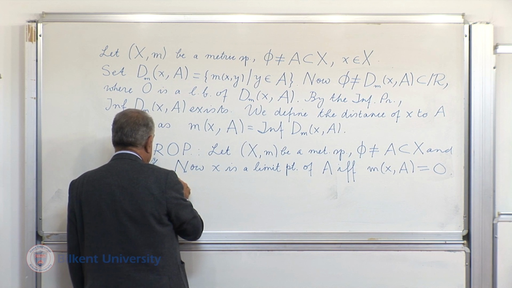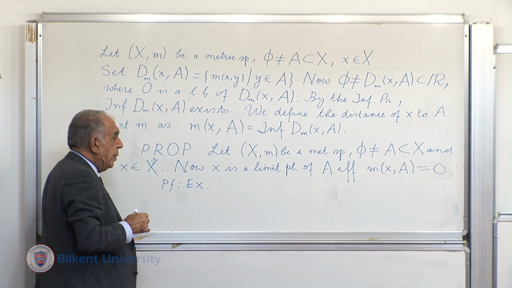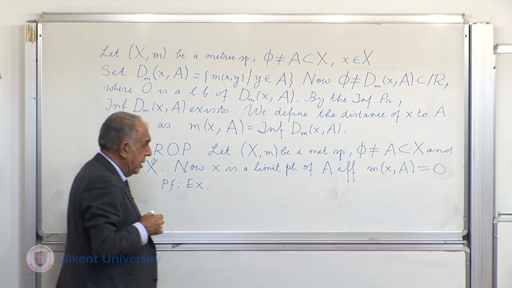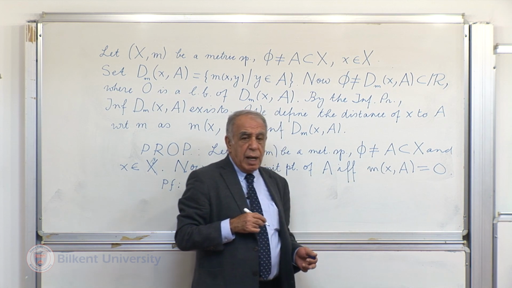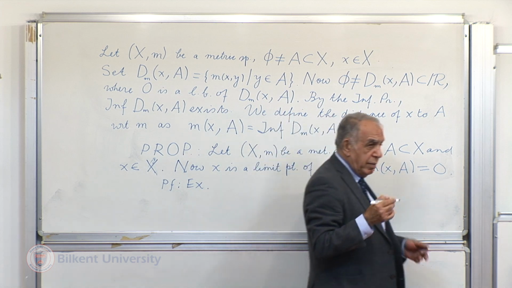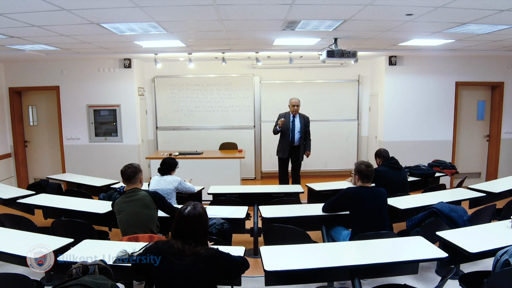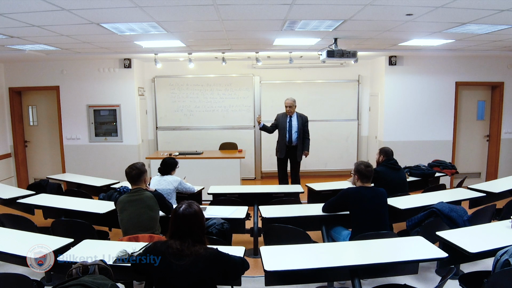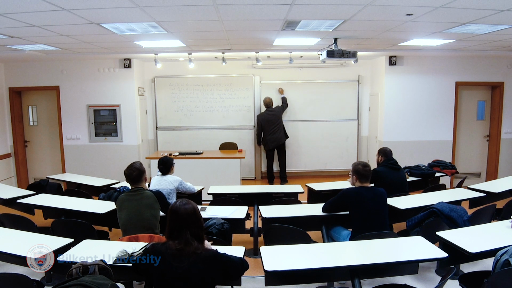Now, the proof of this is straightforward, and it's left to you. But what we'll need in the coming theorem is, well, what can we tell about this M(X,A) if A is closed and X is outside cap A? Can it be 0? Well, if it's 0, X will be a limit point. But a set is closed if and only if it contains all its limit points. So if a point is not contained by a closed set, it cannot be a limit point. But in that case, this distance has to be positive. So let's note that simple conclusion as a corollary.